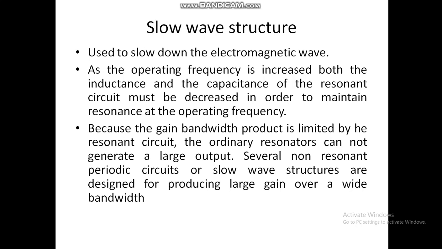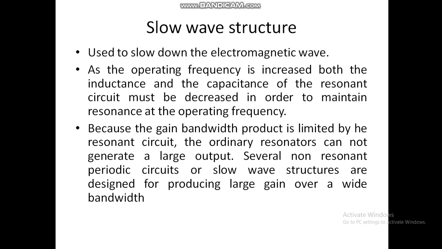Slow wave structures are used to slow down the electromagnetic wave. Now the question is why we need to slow down the electromagnetic wave. The answer is the phase velocity of electromagnetic wave is greater than the velocity of light in an ordinary waveguide, and the electron beam can be accelerated up to a fraction of the velocity of light in vacuum. So there is a huge mismatch in the velocity of these two: one is electromagnetic wave and another is electron beam.